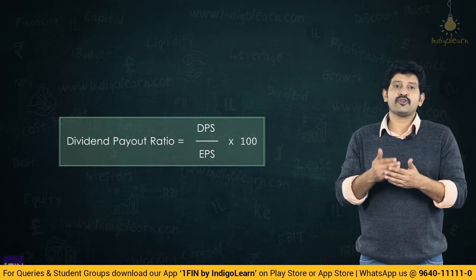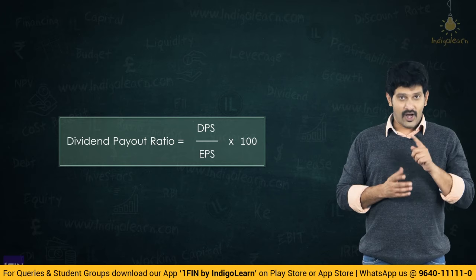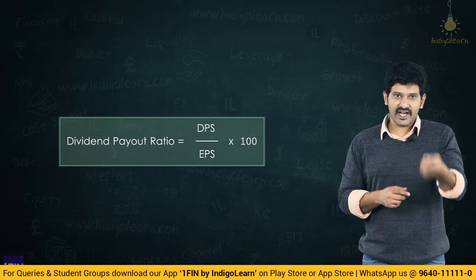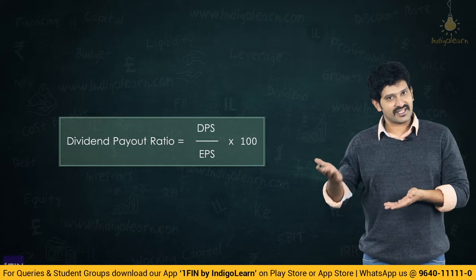Say, for example, the earnings earned are some 10 rupees, out of which 6 rupees is planned to be given out as dividend. Now, what is influencing? Are we paying DPS from EPS or EPS from DPS? We are paying dividend from the earnings. Therefore, the influencing one, EPS, will be in the denominator, and the influenced, or secondary one, that is DPS, will be in the numerator. So, DPS by EPS into 100 will give us the payout ratio. So, what is DPS? Same, just exchange this formula. EPS into payout ratio will give us DPS.